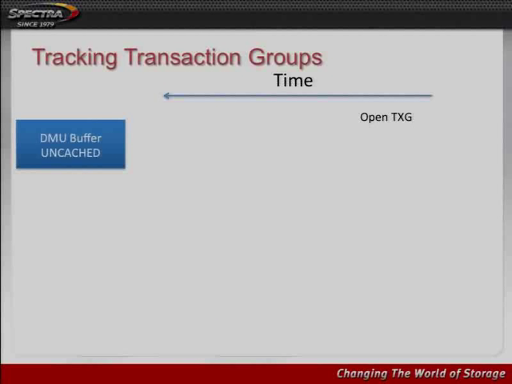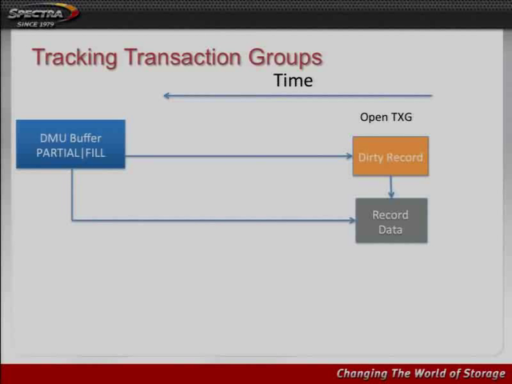Okay. With this new state transition diagram in place, this new state machine, let's just walk through one of the paths that you might take. So we start out life with this uncached dbuf, DMU buffer. And we're in the open transaction group, and we want to do a modification. So we need a dirty record, so we create a dirty record. And we also need a place to be able to put our data. So we allocate a separate buffer to associate with that dirty record. We haven't done any reads. We haven't modified it in any way.